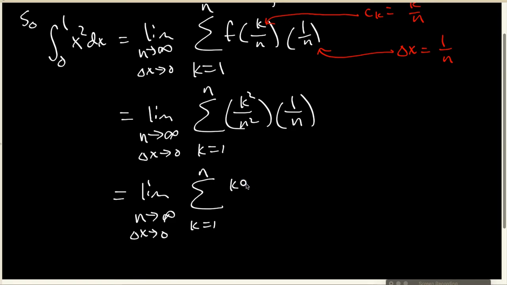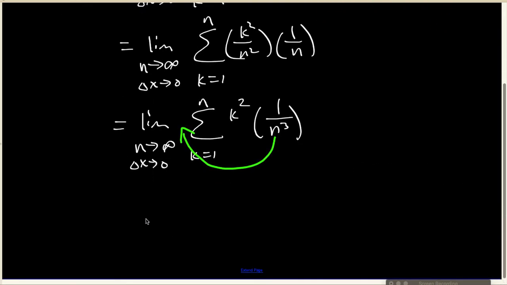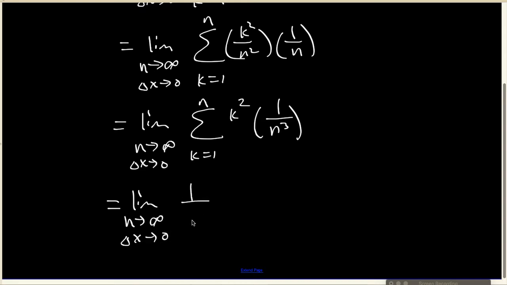Let me make that notation very clear. K squared times 1 over n cubed, because I have an n squared here, times an n there, and n squared times n is equal to n cubed. And the other thing is that this 1 over n cubed is a constant as far as the summation is concerned. K is the counter variable, so it can be pulled outside the summation sign, and we are now left with the limit as n gets big and delta x goes to 0 of 1 over n cubed times the sum as k goes from 1 to n of k squared. And what I want to do is think about that summation.